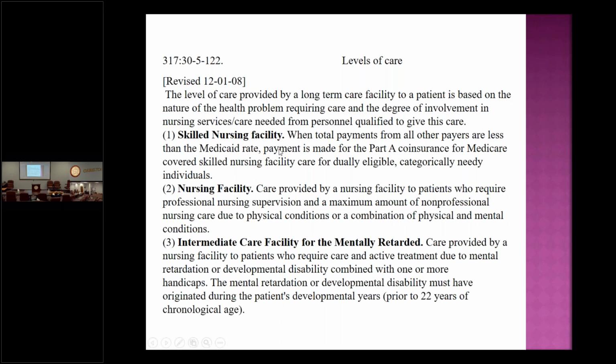So we have the skilled nursing facility, the nursing facility, which is the nursing home, and then the intermediate care facility. What you want to watch for in the nursing home setting is not just taking a person that has mental retardation or intellectual disability for the sake of filling a bed. You have to prove that that person needs 24-hour nursing. If not, the state will expect them to be in an intermediate care facility.